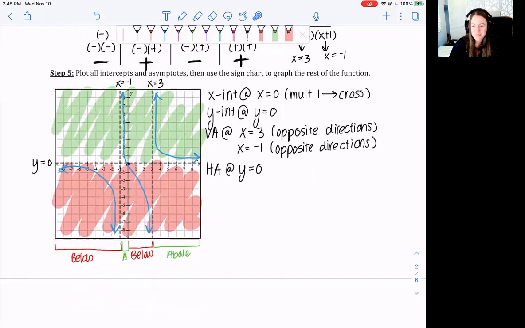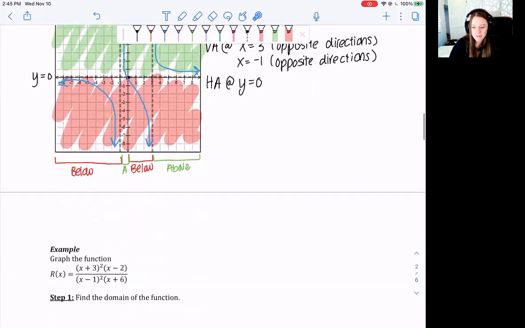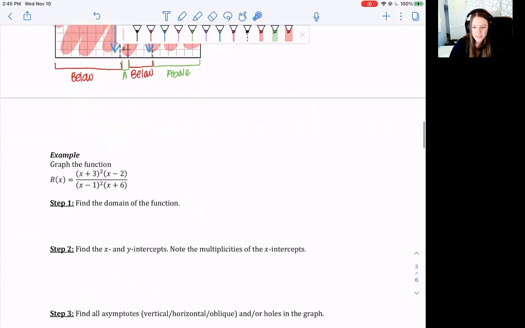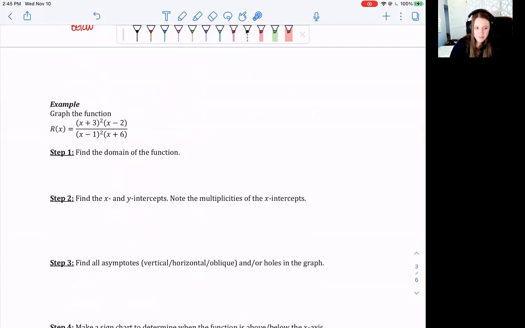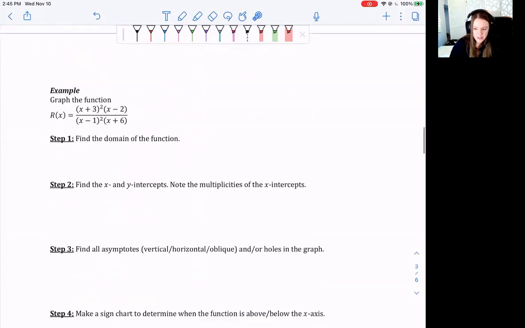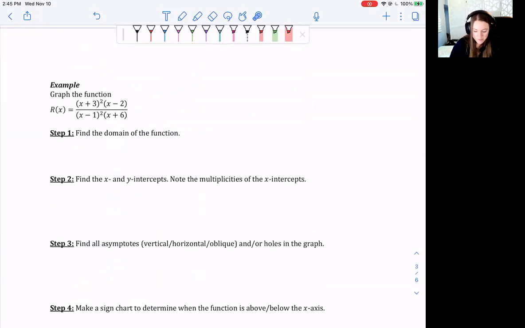Okay. I'm going to go ahead and scroll. We're going to do this one. I know this one looks kind of nasty. We will be okay. So looking at here, nothing cancels. All right, nothing cancels. Don't need to worry about there being holes or anything. That's good. It's already factored, even better.